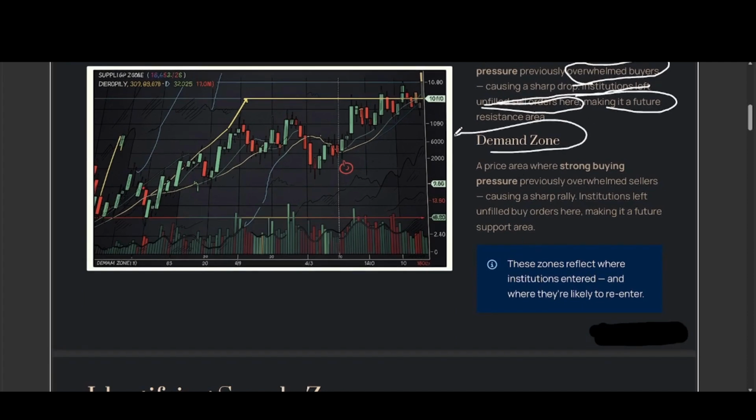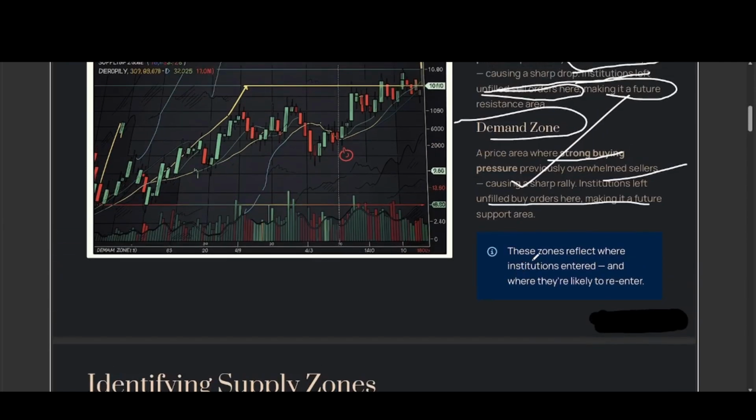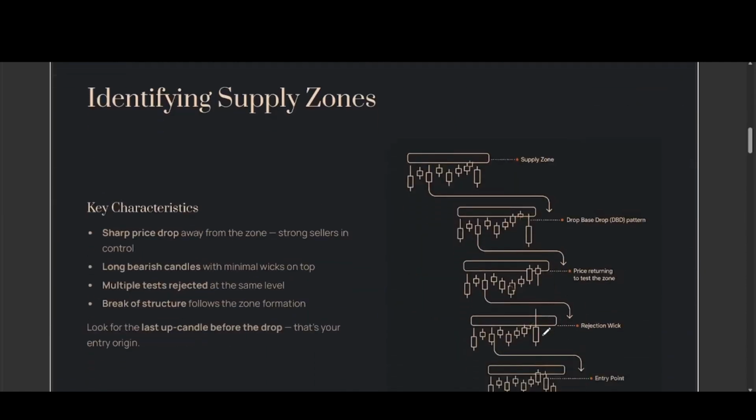Whereas a demand zone is a place where there is very strong buying pressure, previously overwhelming sellers, causing a sharp rally. Institutions left unfilled buy orders here, making it a support region in the future. These zones reflect where institutions entered and where they are likely to re-enter.